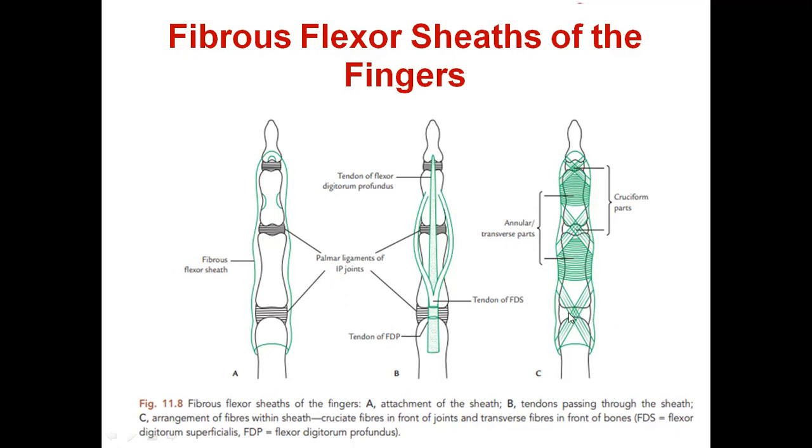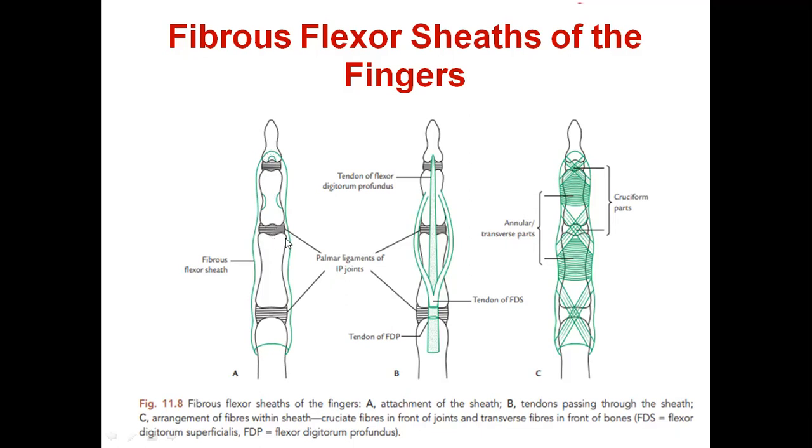This is the proximal interphalangeal joint, middle interphalangeal joint, distal interphalangeal joint. Proximal in the sense that you have it between the metacarpal bone and the proximal phalanx. This is the proximal interphalangeal joint. The middle interphalangeal joint is between the proximal bone and the middle phalangeal bone. Distal interphalangeal joint is between the middle phalanx and the distal phalanx.